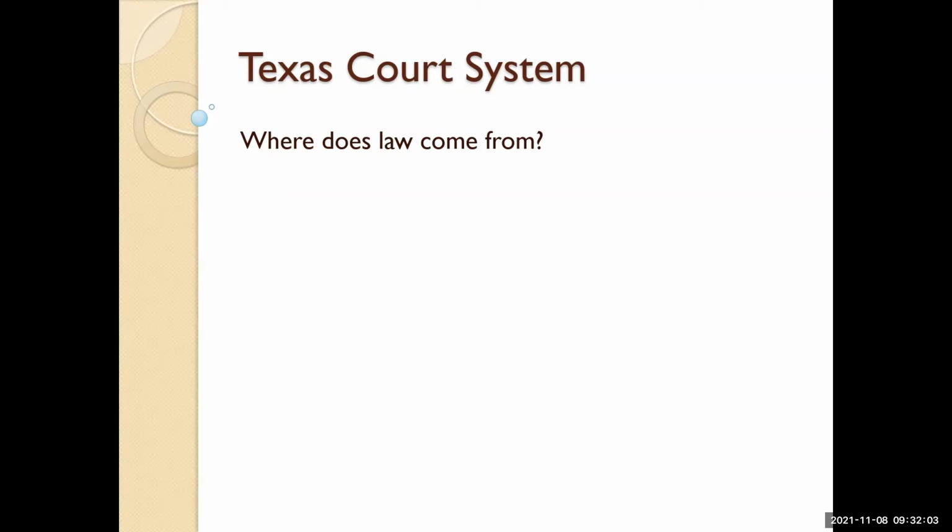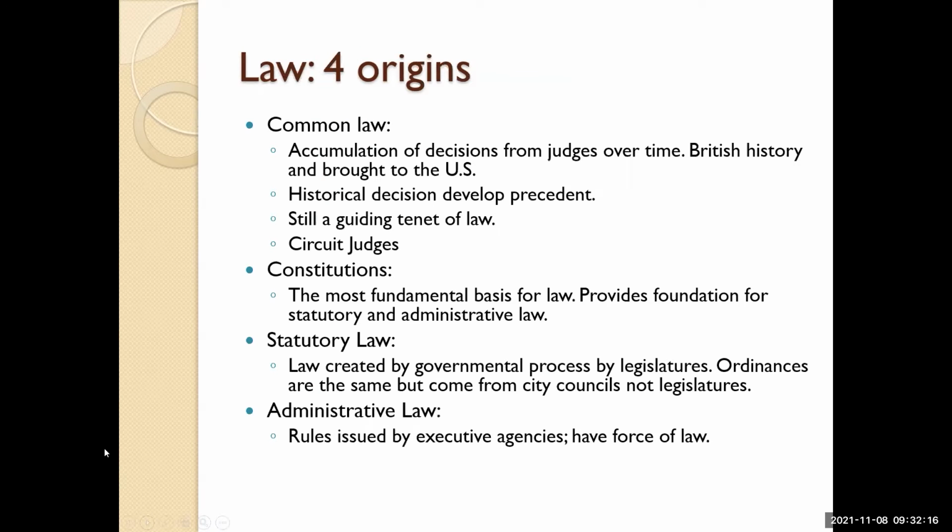But to start off and have an understanding of what the court system deals with, we're going to first look at where law comes from. Generally speaking, law comes from 4 different places. It has 4 different origins. These build one upon another. So we'll start at the base level, the lowest level of origin for law, and that is what we call common law.